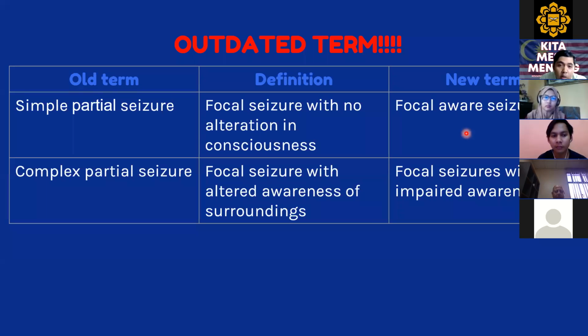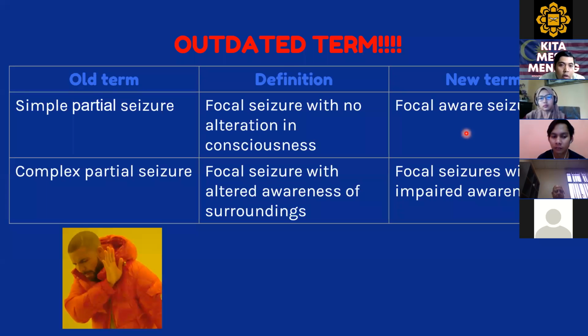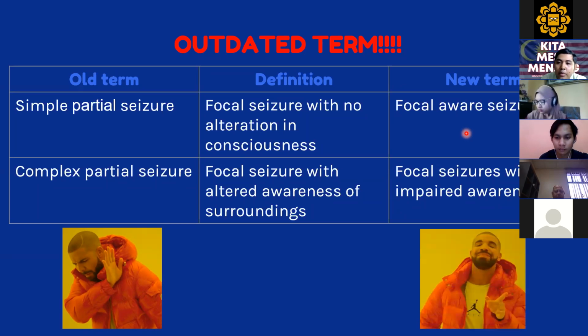According to ILAE 2017, they put in new terms. Okay. So the old term, simple partial seizures, which is focal seizures with no alteration in consciousness, and then complex partial seizures, defined as focal seizures with altered awareness of surroundings. The new terms are focal aware seizures, and for the second one, focal seizures with impaired awareness. So please use the new terms instead of the old terms.